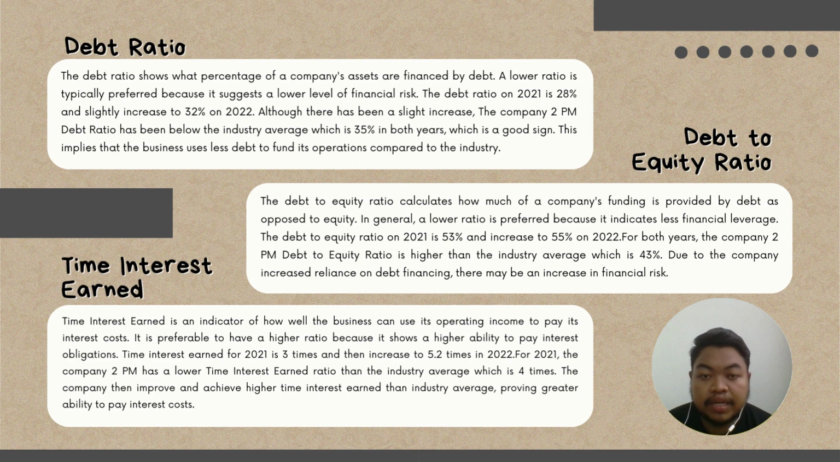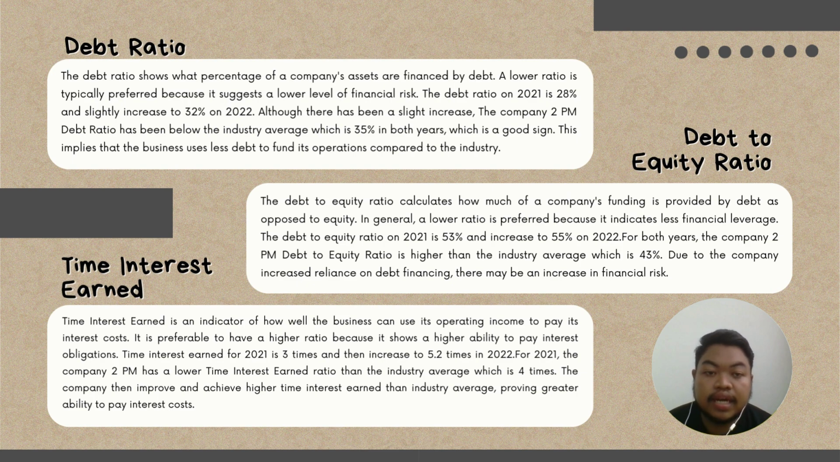Although there has been a slight increase, the company 2PM's debt ratio has been below the industry average, which is 35% in both years, which is a good sign. This implies that the business uses less debt to fund its operation compared to the industry.